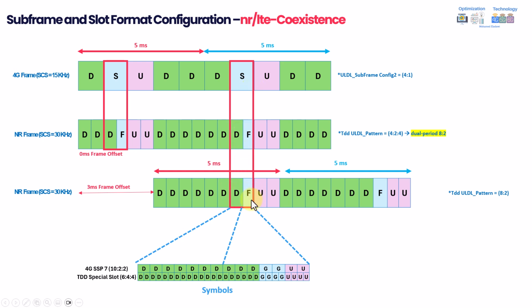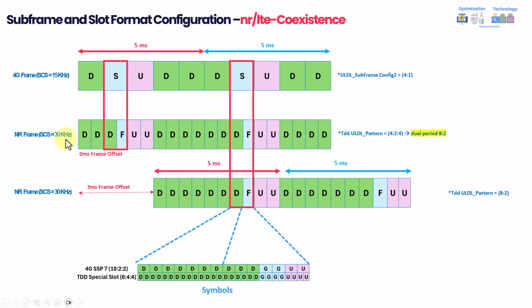And here we also need to align again the special pattern or special slot, SSP, the special slot configuration as well. But you can see also uplink is being aligned, downlink is being aligned. So this is the first solution: it can be shifted by 3 milliseconds and using this 8 to 2.